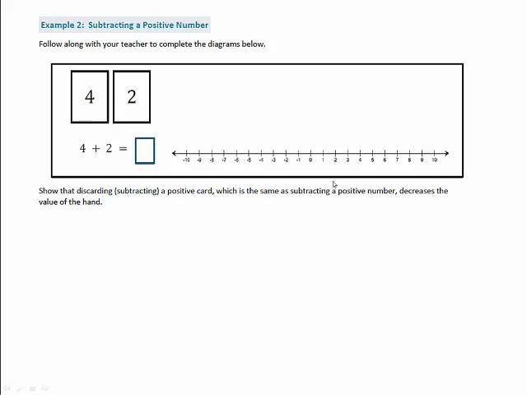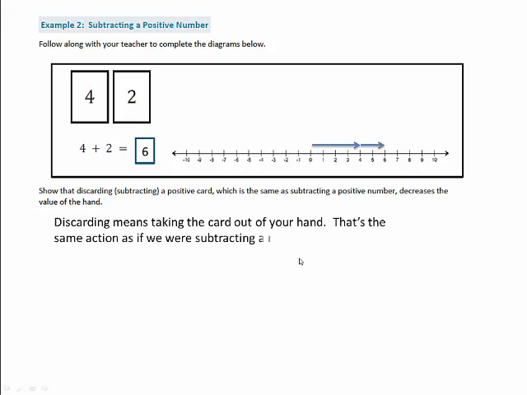In example 2, we have two cards in our hand, 4 and 2, and I want to add them up, so I'm going to use a number line. 4 plus 2 is 6. We want to show that discarding or subtracting a positive card is the same as subtracting a positive number and will decrease the value of your hand. So if we were to take the 2 out of our hand, we're going to get 4 because we still have the 4 left.